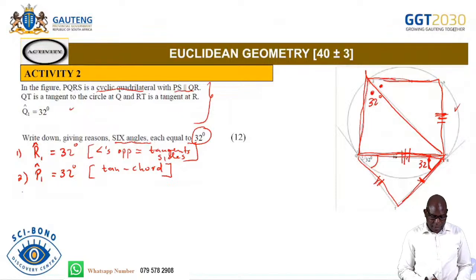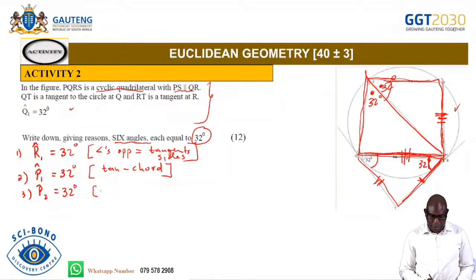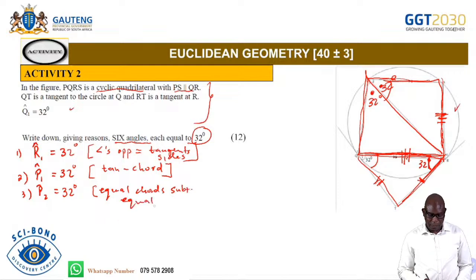Right. Now the third angle there will be P2. What is the reason for P2 to be 32 degrees? Equal chords subtend equal angles. You see, the chord here and the chord here are equal. They subtend equal angles. So this angle here will be 32. So I'll say equal chords subtend equal angles. Right. So P2 will also be 32 degrees.